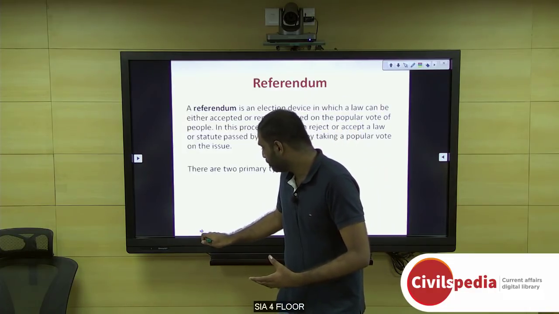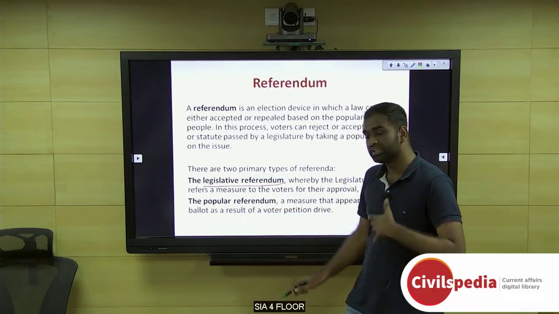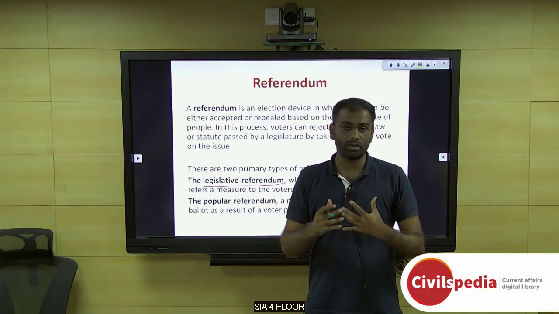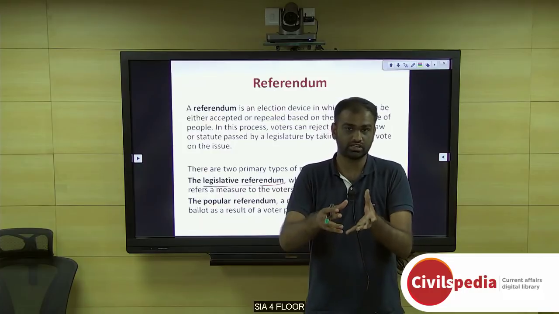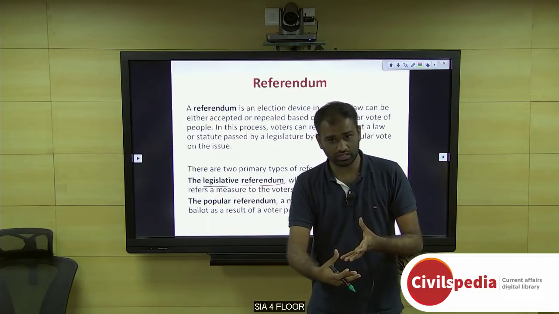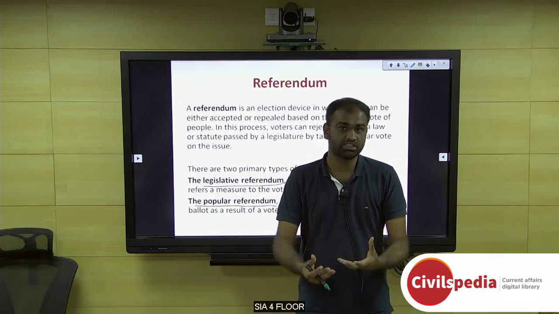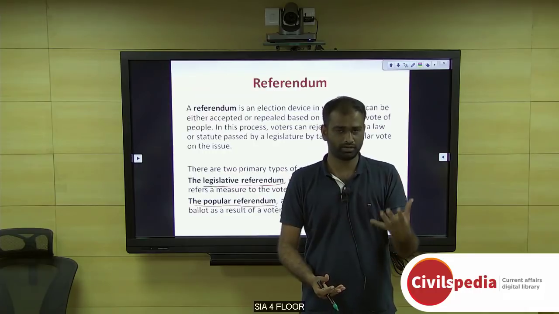Now there are two broad types of referendum. The first one is legislative referendum. In case of legislative referendum, the government itself calls for a referendum. That is, the law will be put forth by the government, and the government will call for the referendum. Now in case of popular referendum, people themselves organize and call for a referendum on a particular law.